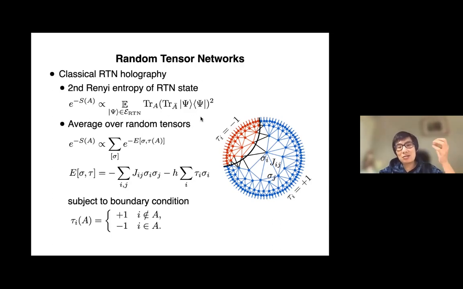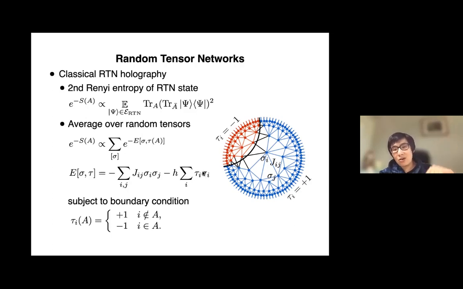If we average over random tensors, it turns out that this quantity can be expressed as a statistical mechanical model, summing over all these internal spins. So it basically becomes an Ising model, where at every random tensor position there is an Ising spin, denoted as sigma. The model is also subject to a boundary condition, which is set by another Ising variable, tau. Every Ising spin is coupled to the others if they are connected in the tensor network, and the coupling J_ij is related to the bond dimension across this link.